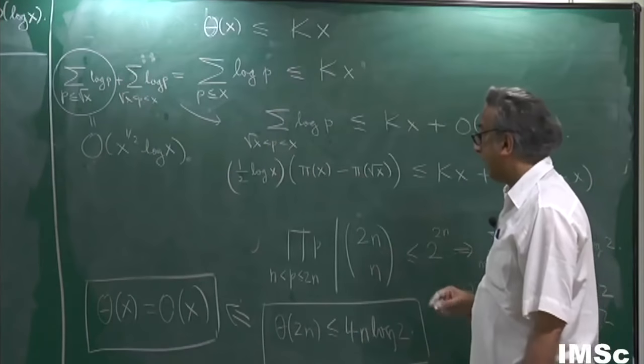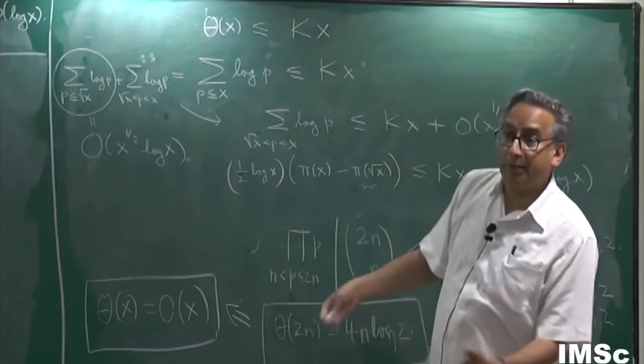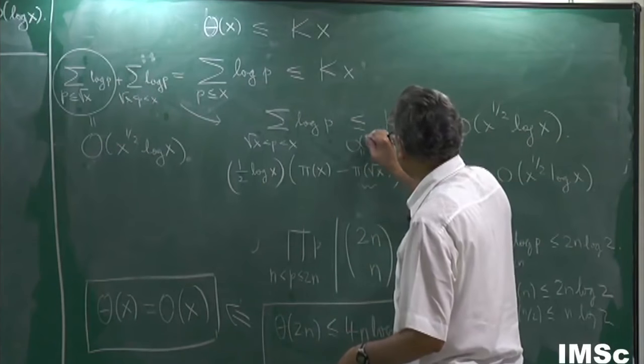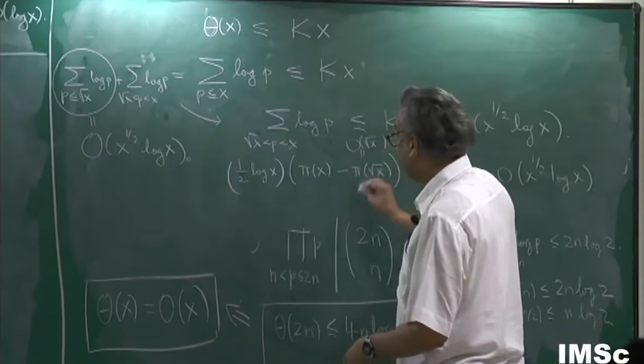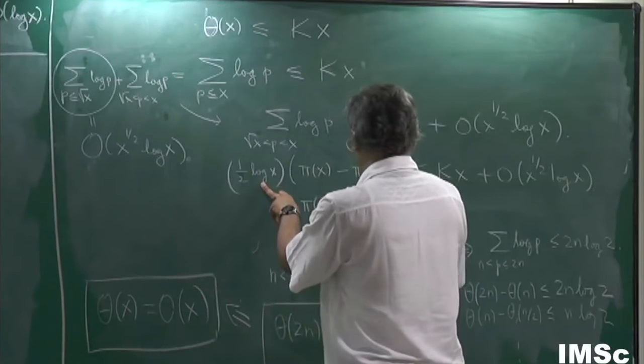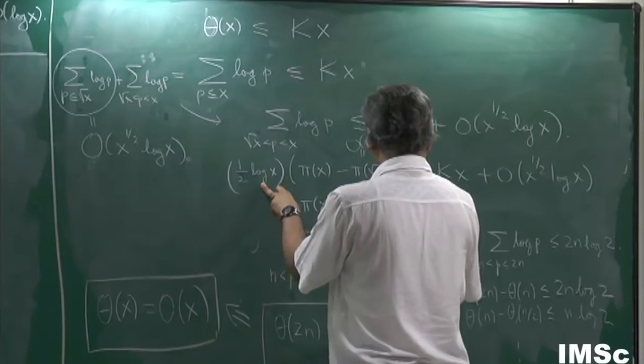Okay? And now keeping in mind that pi of root x is the number of primes up to root x, and that it's O of root x. It's a stupid estimate, but let's put it in anyway. You see that pi of x now is less than some other constant, b x over log x.